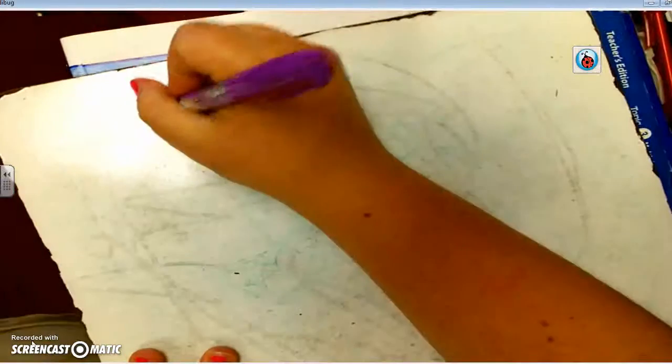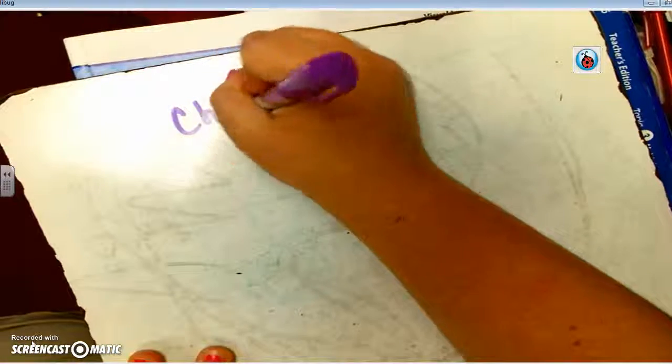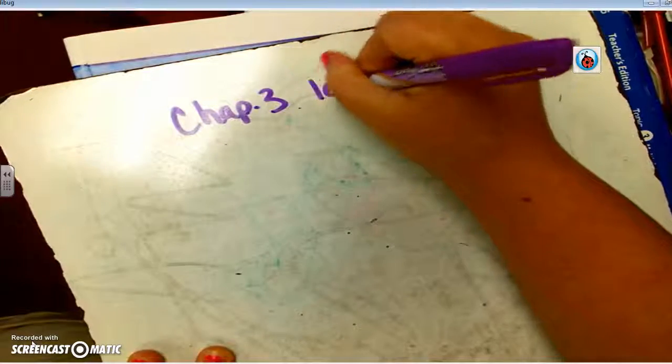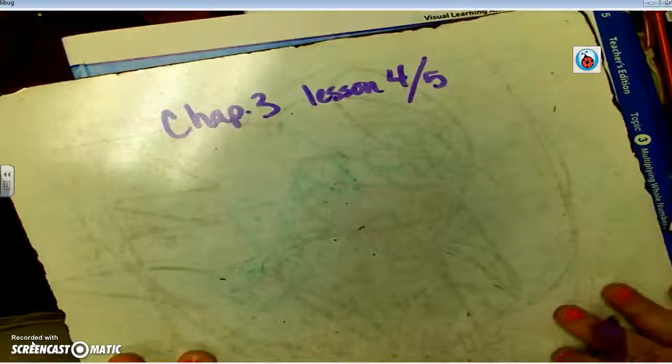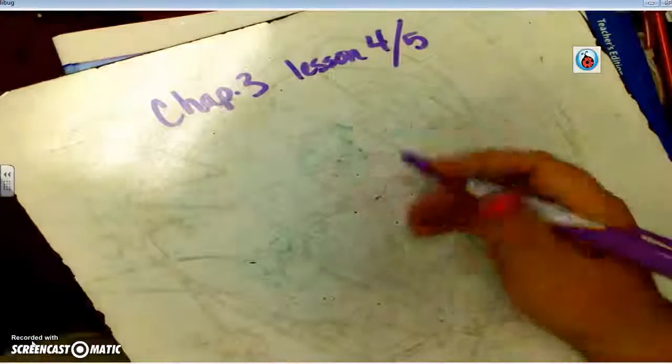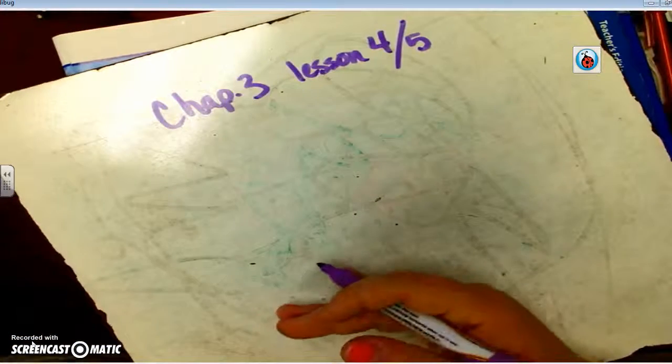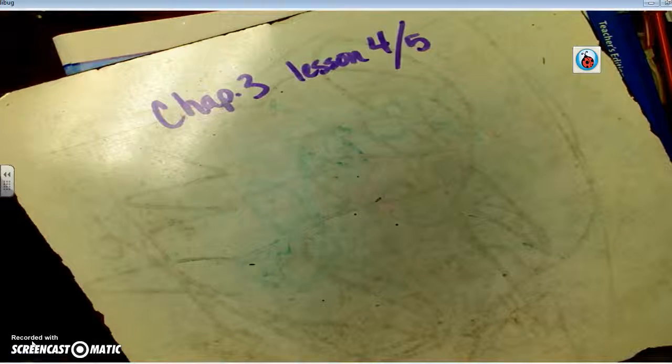Today we're going to talk about Chapter 3, Lesson 4, and possibly 5, depending on how Lesson 4 goes. In Lesson 4, we're going to talk about multiplying. We're going to have either 2 or 3 or maybe possibly even 4 digits on our top, and then we're going to multiply that just by a single digit.